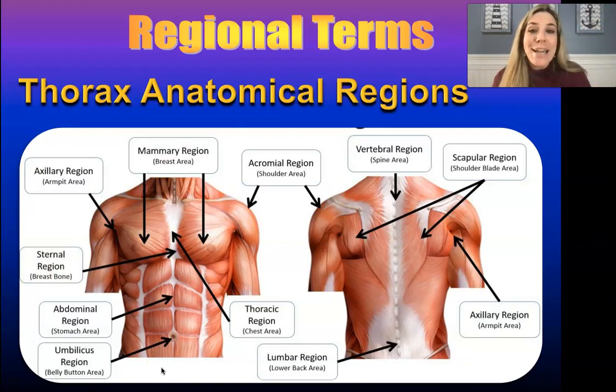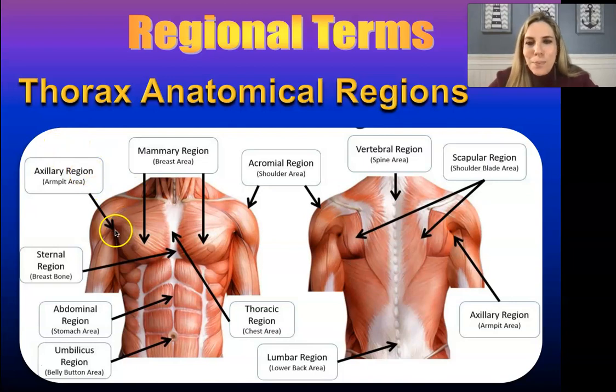Okay, let's move on down to the thorax. So the thorax is the upper part of the torso. And we're going to go over these regions, and again, learn these regions, because the more you learn it now, the easier your life will be later on in the course. So let's just go around the clock here. So we got a person in anatomical position from the anterior perspective and the back, the posterior perspective.